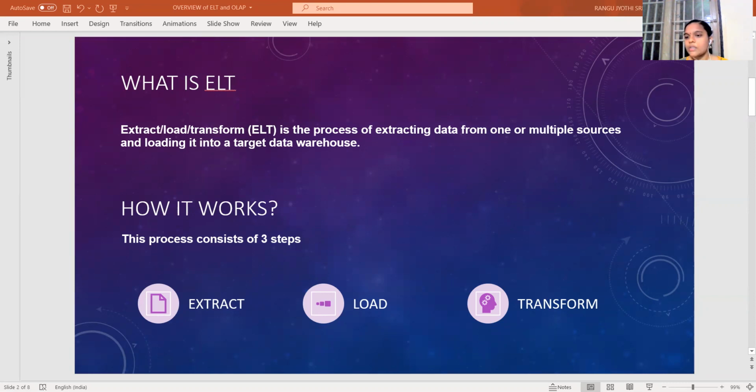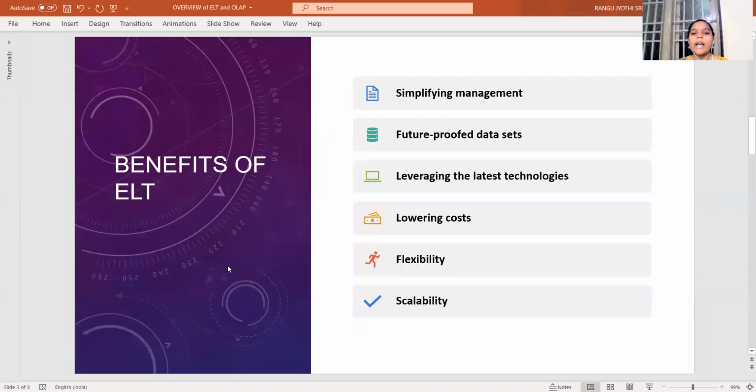Often, organizations will transform raw data in different ways for use with different tools or business processes. And this is how ELT works, starting from extraction and finally ending with the transformation step. And coming to the benefits of ELT, it has benefits equal to the ETL operations. Here I listed a few benefits.